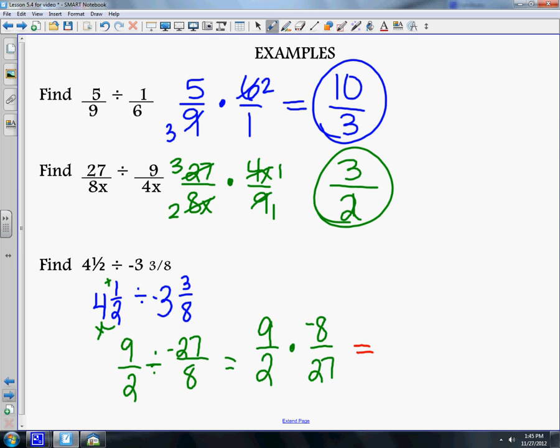So now I'm going to cross reduce. So 9 goes into 9 once, and 9 goes into 27 3 times. 2 goes into 2 once, and 2 goes into 8 4 times. 1 times -4 is -4, and 1 times 3 is 3. So I have -4/3. This is probably the trickiest problem that you'll come across.